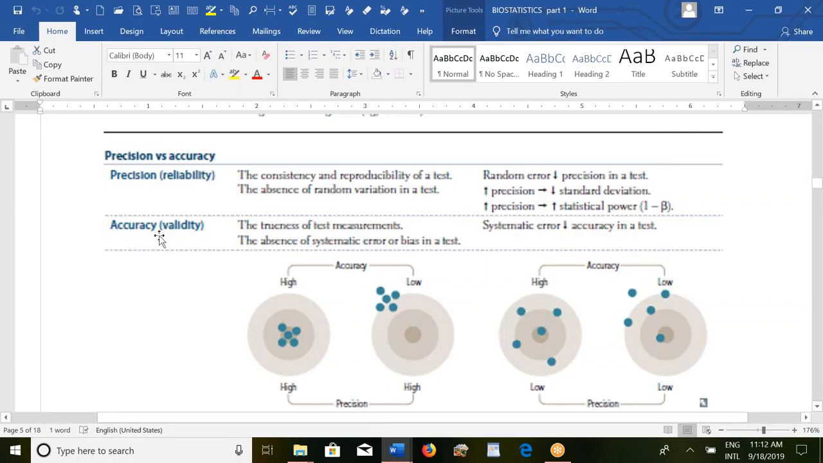What is accuracy? This is precision, and what is accuracy? As you know, precision and accuracy are usually used to describe the level of the test, how useful or useless a test is. Accuracy is the trueness of the test measurements, how accurate the test is, how true the test is, and the absence of systematic error or bias in a test. So look at this one.